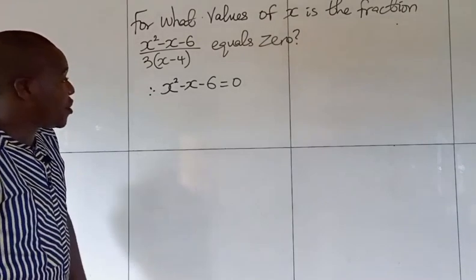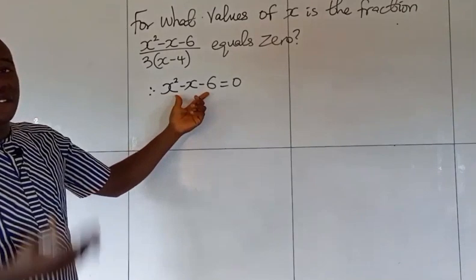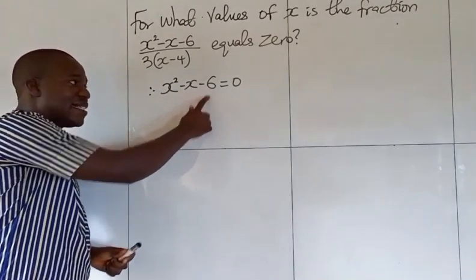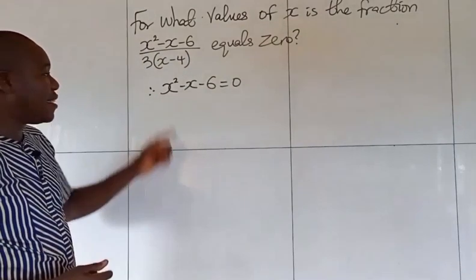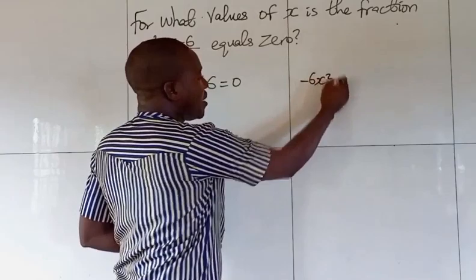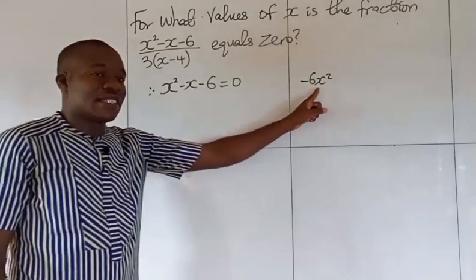To solve a quadratic equation using the factorization method, you first of all find the product of the first and the last term. We have the first term, the second term, and the last term. Find the product, multiply the first and the last term. And when I do that, I have minus 6x squared. When you multiply x squared and minus 6, it gives you minus 6x squared.